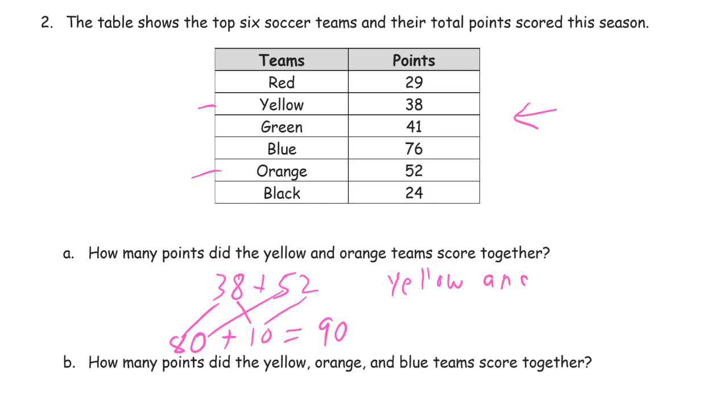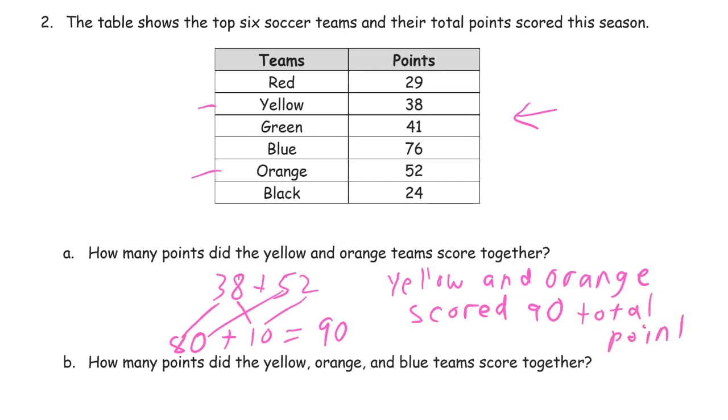Yellow and orange scored 90 total points. And that's how you got to show it, right? With these number bonds, you got to have some kind of an equation on this to show how you got your answer. And these number bonds that I made show how I got those numbers and how I added them together. And then you have to have your answer statement.